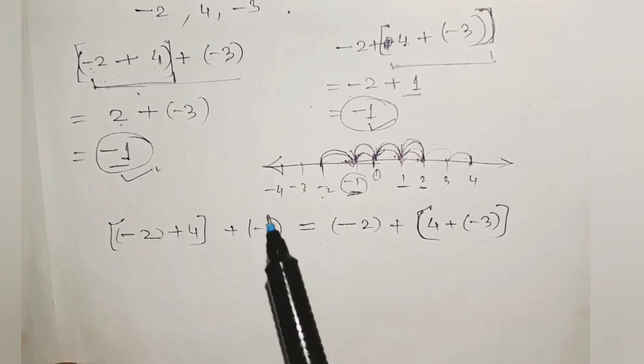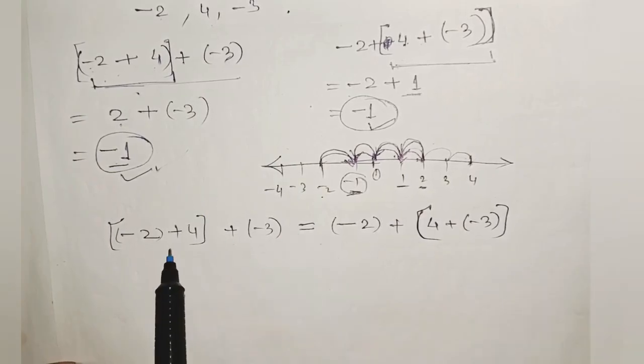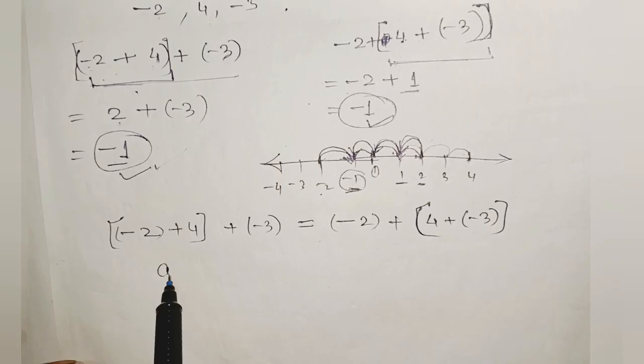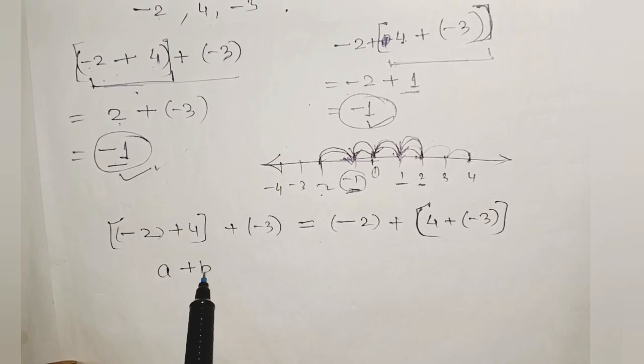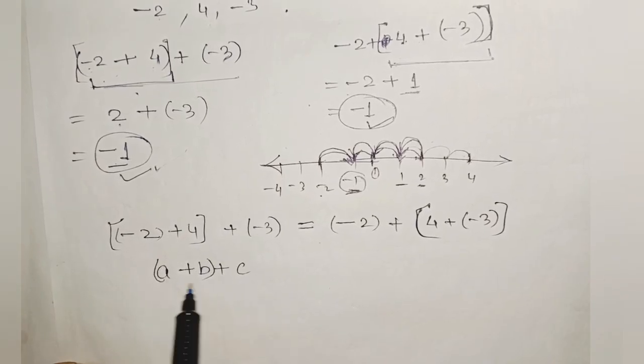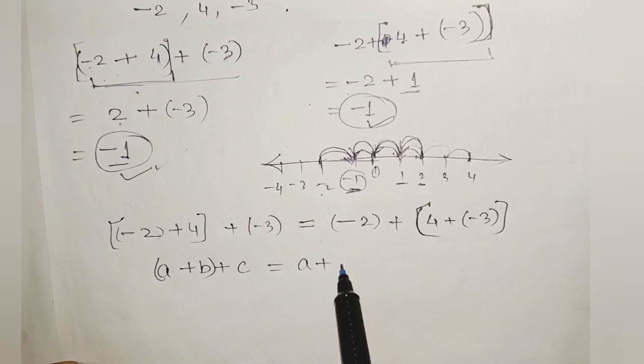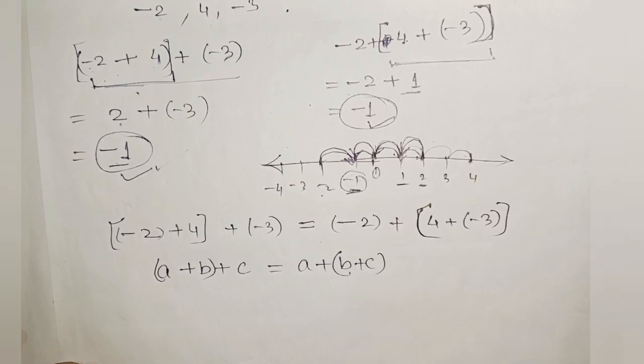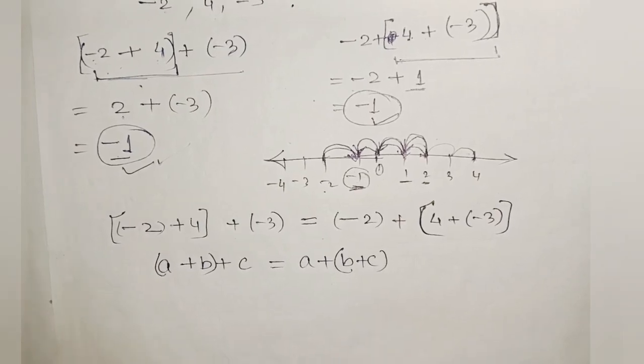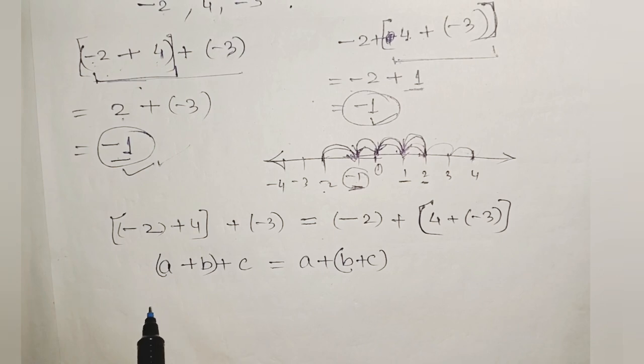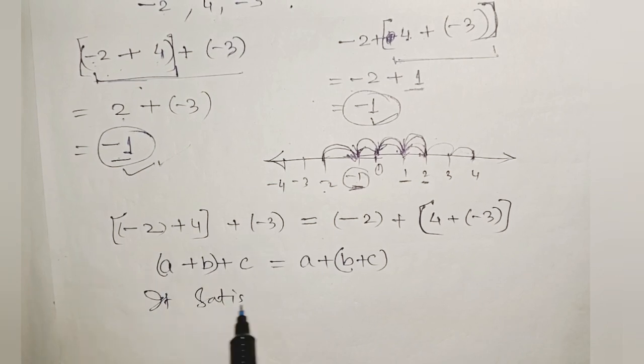अब आप कुछ और नंबर्स भी लेकर ट्राई कर सकते हैं. तो from this we can say that for any 3 integers a, b, c, (a plus b) plus c, where a and b are grouped together, is equal to a plus (b plus c), where b and c are grouped together. So what we can say that for integers it satisfies what, associative property.